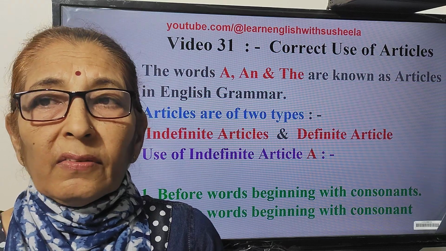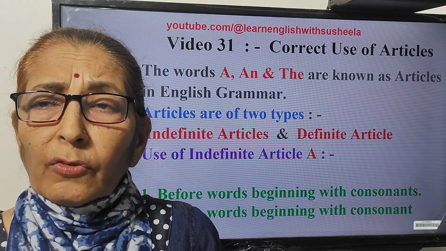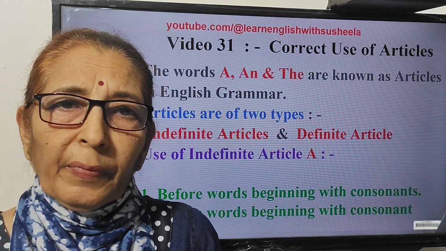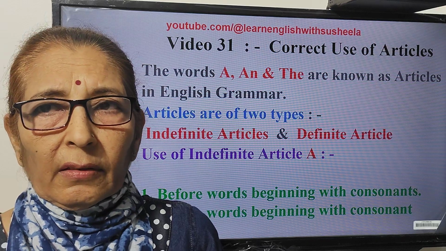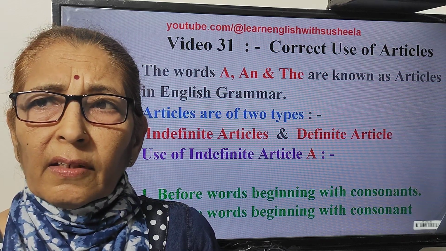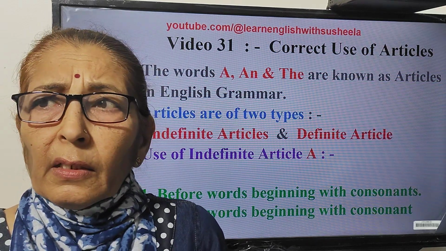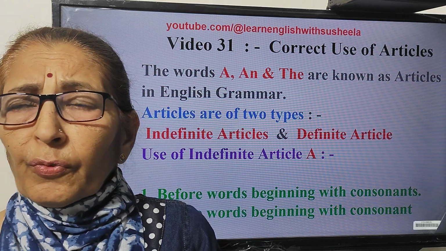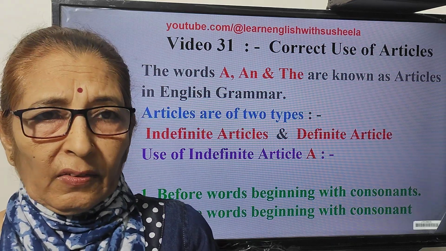For example, he is a boy. A boy, there are so many boys and he is one of them. Same way, she is an intelligent girl. So many intelligent girls are there and she is one of them. Definite article is used for specific things.